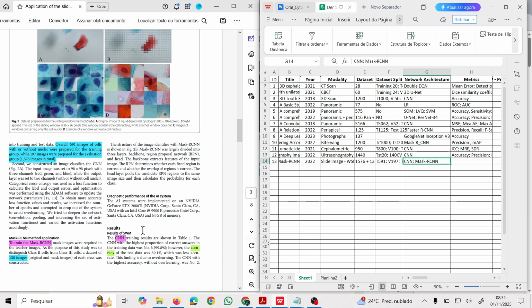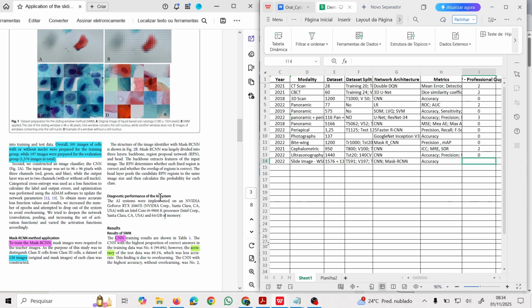The network was CNN for the SWM and Mask R-CNN for the other part. The metric in this was accuracy, as you can see here.